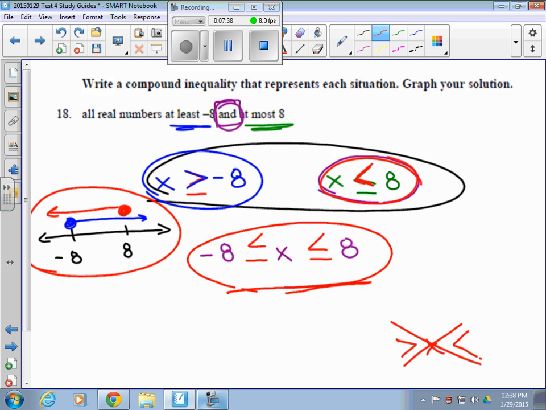Remember, with and inequalities, you will always have an overlap. So if you graph it and you wind up with something that looks like this, you know you did something wrong with an and inequality. That's not what it's going to look like.